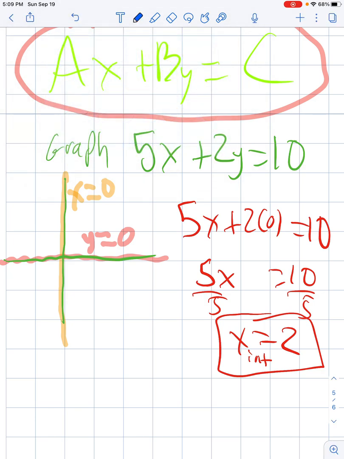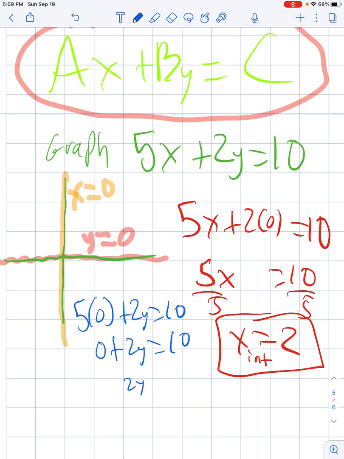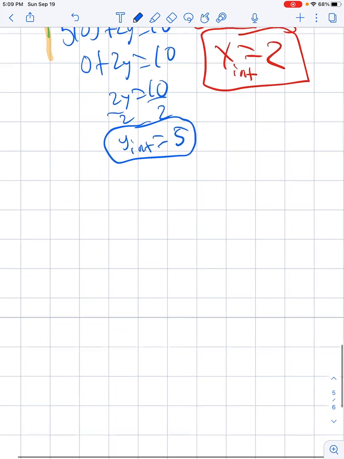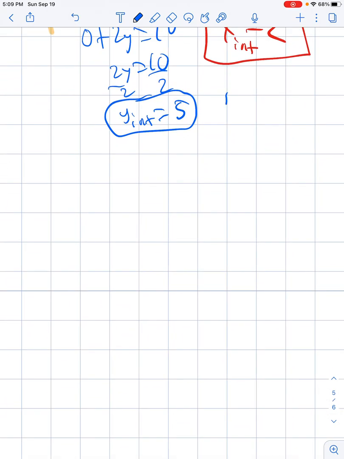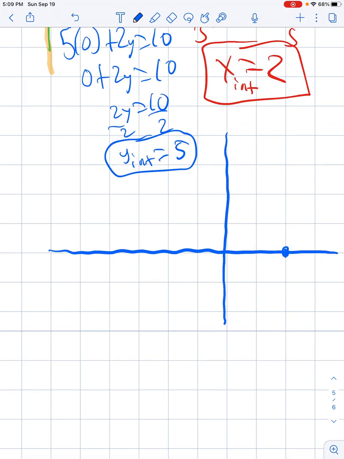Now let's do the exact same thing, but calculate the y-intercept. When I find the y-intercept, my x value is 0. So 0 plus 2y equals 10. I don't need that 0. 2y equals 10, divide by 2. So the y-intercept equals 5. Now let's take this information and graph it. I've got an x-intercept of 2 and a y-intercept of 5.